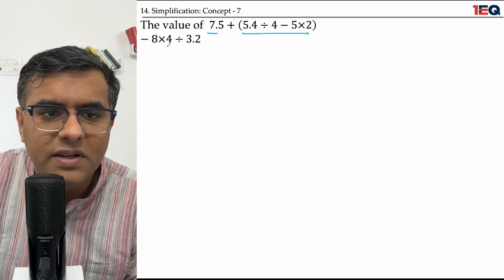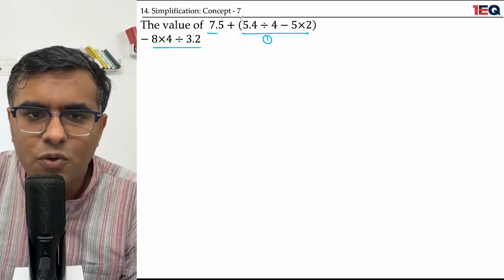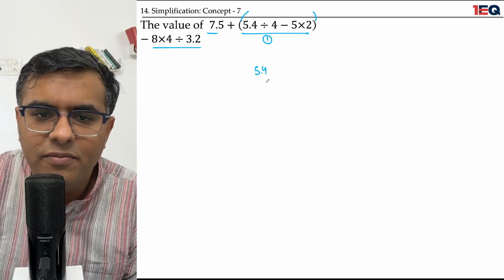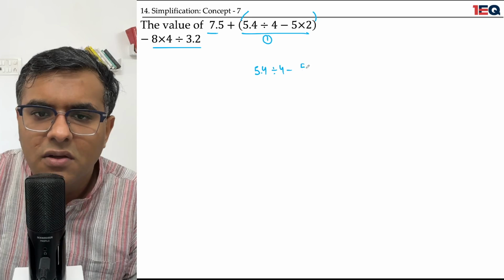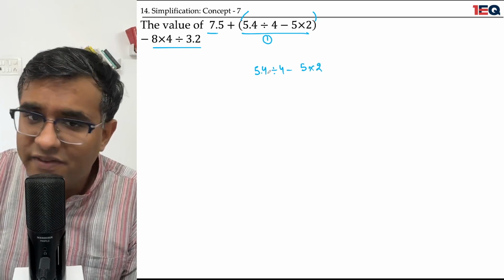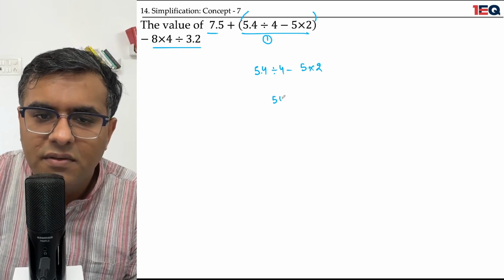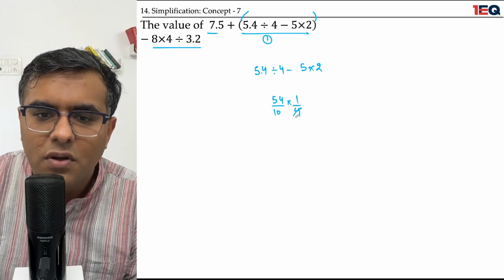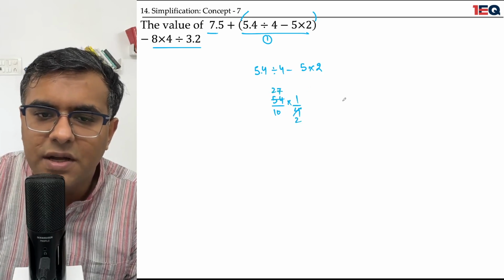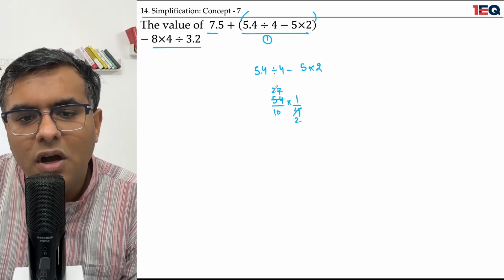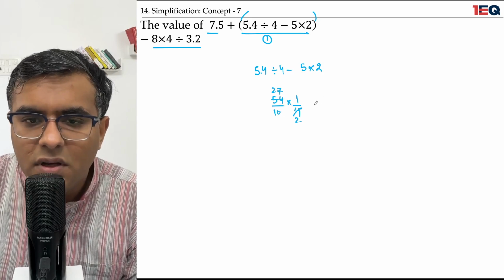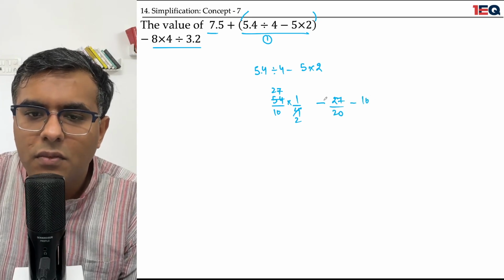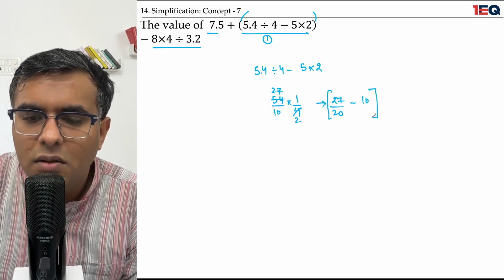7.5. Again, we are going to split this question into multiple parts. Let's solve this portion first. Why? Because it is covered with round brackets. So 5.4 divided by 4 minus 5 multiplied by 2. So 5.4 divided by 4 can be written as 54 upon 10. The division by 4 can be written as multiplication by 1 by 4. So 2 2s are 4 and 2 27s are 54. This gives me 27 upon 20. This gives me 27 upon 20 minus 10.